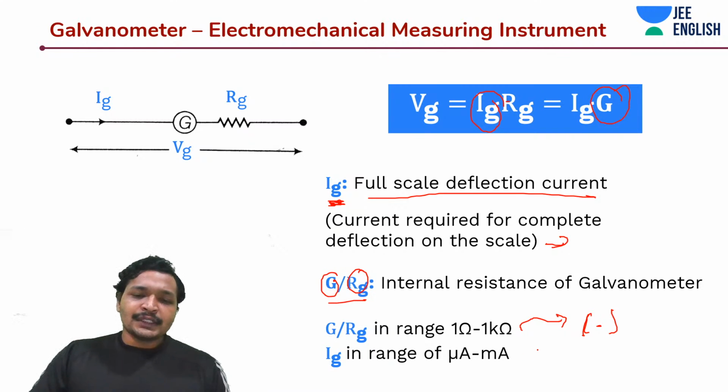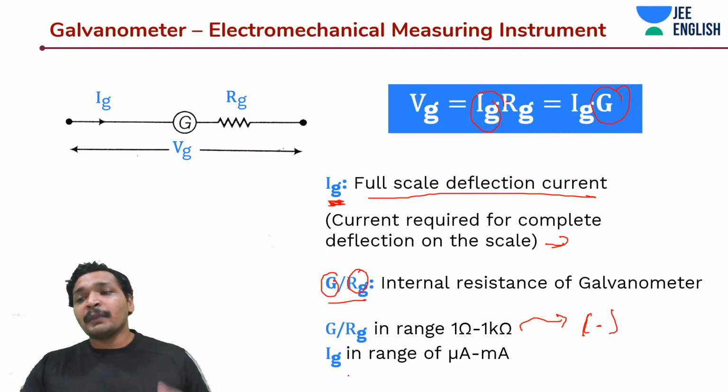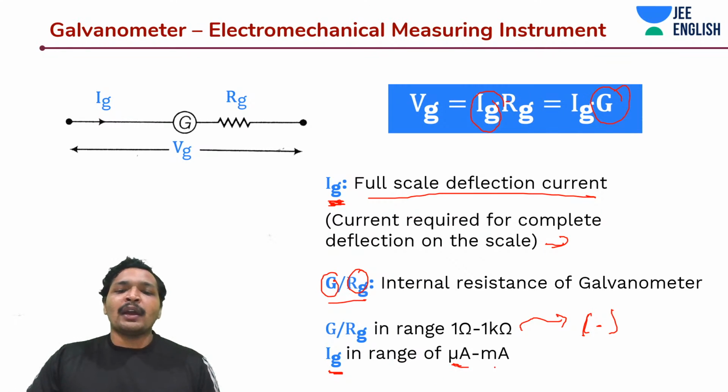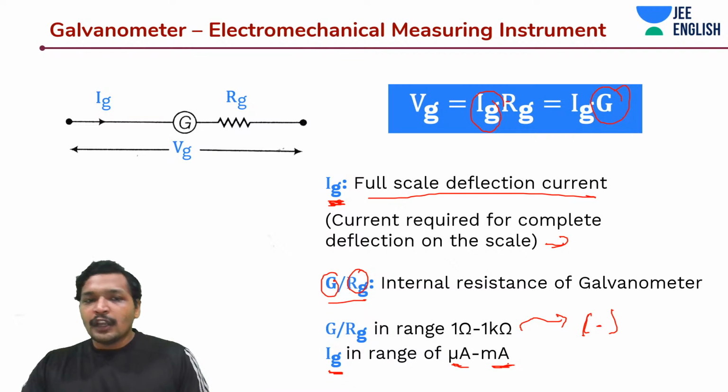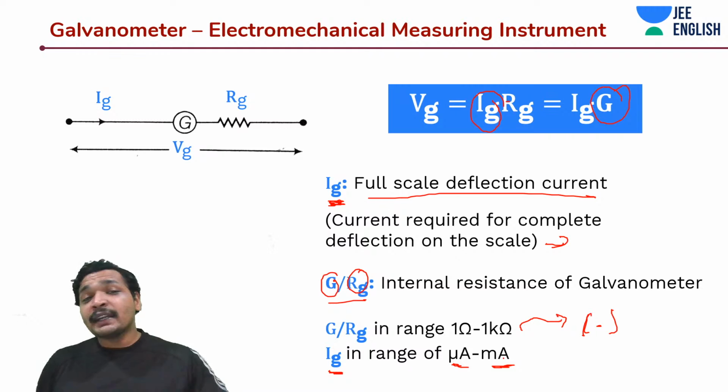And there is a beauty of this resistance. If you make use of this resistance, you'll understand how to even make other instruments. And IG, the current flowing through the galvanometer, will be in the range of microampere to milliampere, not more than that. If you flow ampere current through it, you are probably damaging the galvanometer.